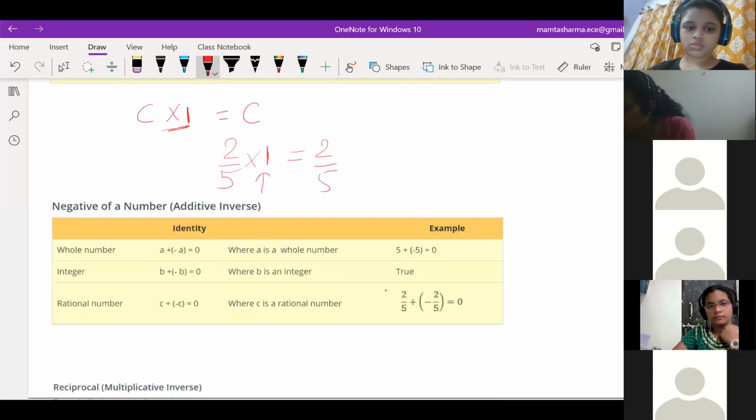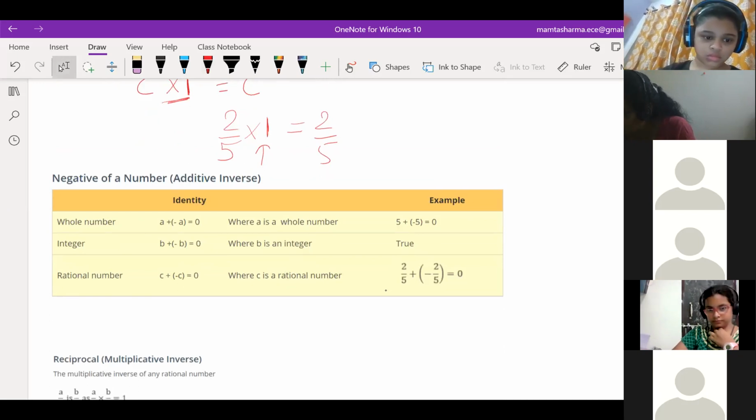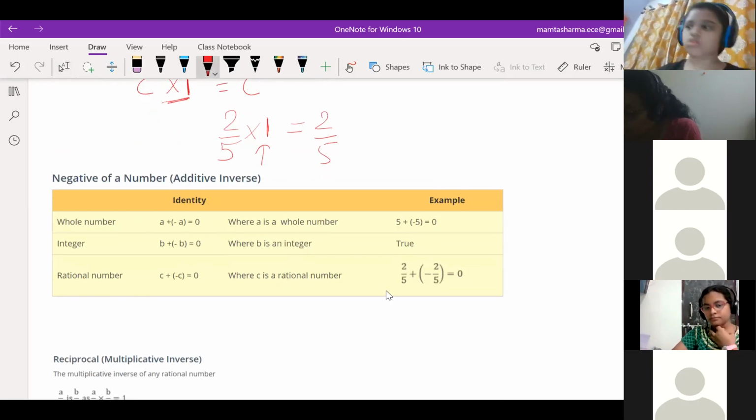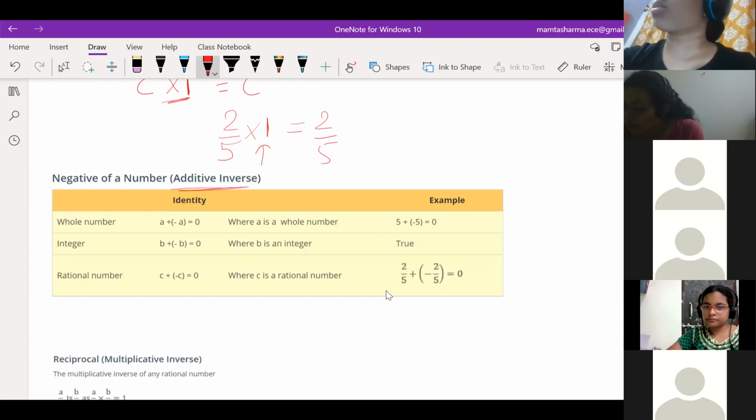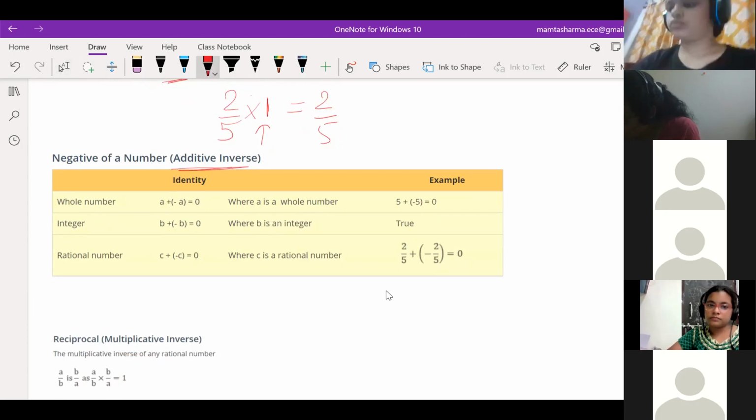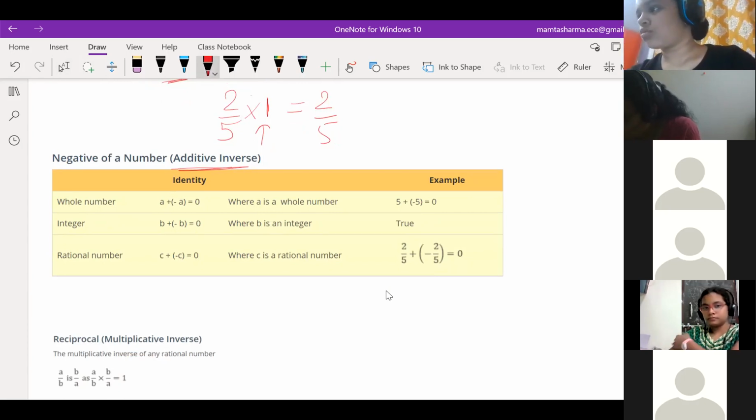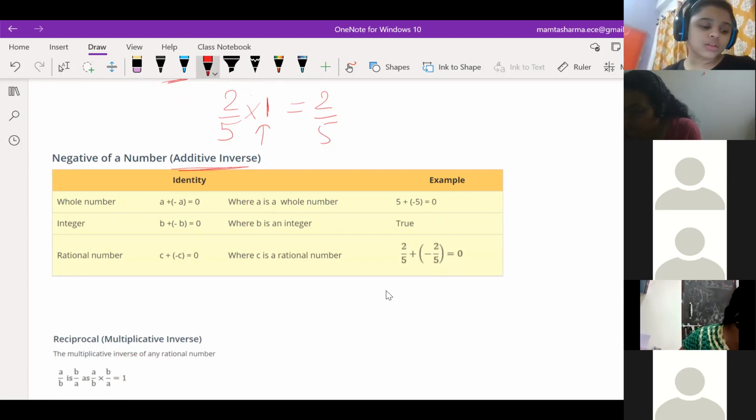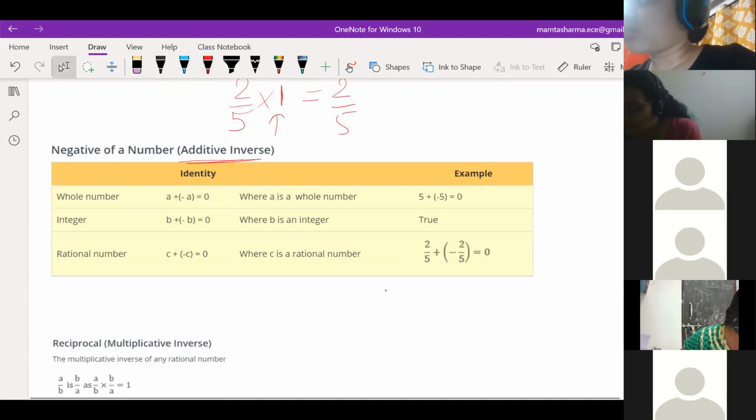Okay, now come to the next topic, additive inverse. So what do you mean by additive inverse? Additive inverse is the property in which, it's reciprocal, ma'am. No, it's not reciprocal, it is inverse. Reciprocal of symbol. So reciprocal or inverse is same? No, ma'am.